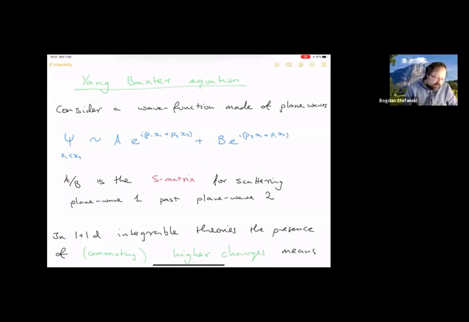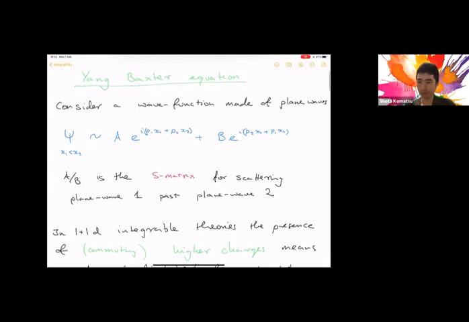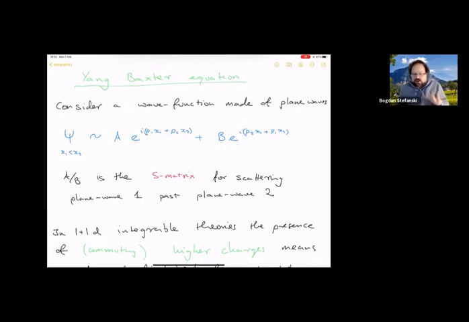Again, I'm trying just to highlight some features of integrable theories, so that when you see how they start appearing in the Chern-Simons theory, you can say, oh, okay, I saw that in integrability.